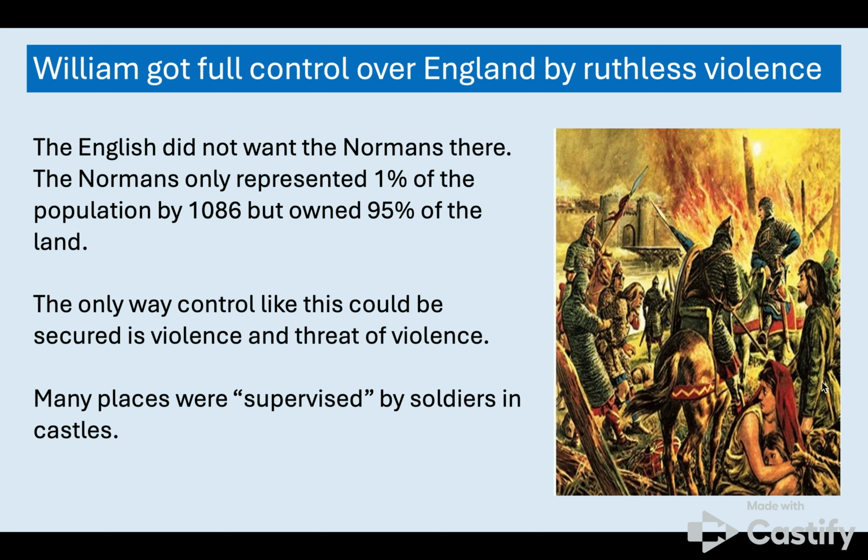Well, the argument goes, on this side of things, that the only way control like this could be secured is violence and the threat of violence. If you've got 99% of the country that are against you, there's no way you can control them unless they are scared. So that argument supports the idea that it's ruthless violence which is allowing William to get control. And even where there's not direct fighting, as the final sentence says here, many places are supervised by soldiers in castles. So there's this feeling of violence, of fear all around the place.